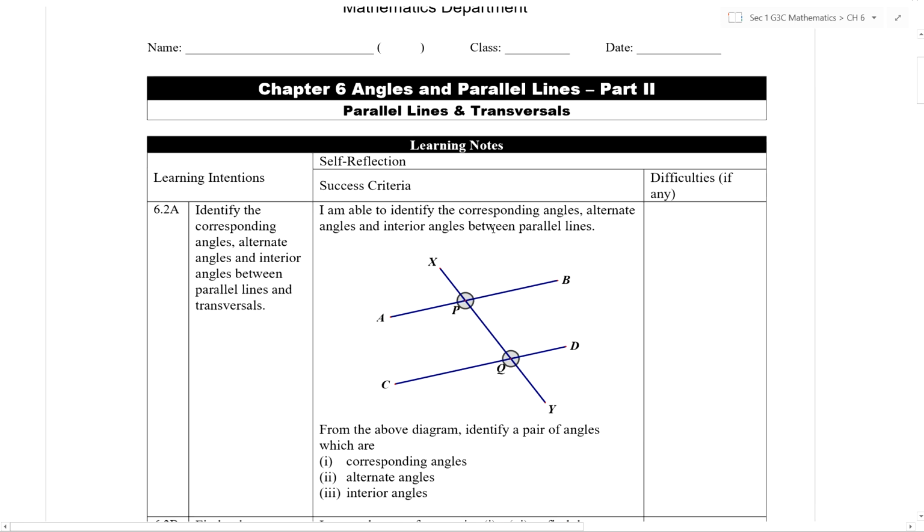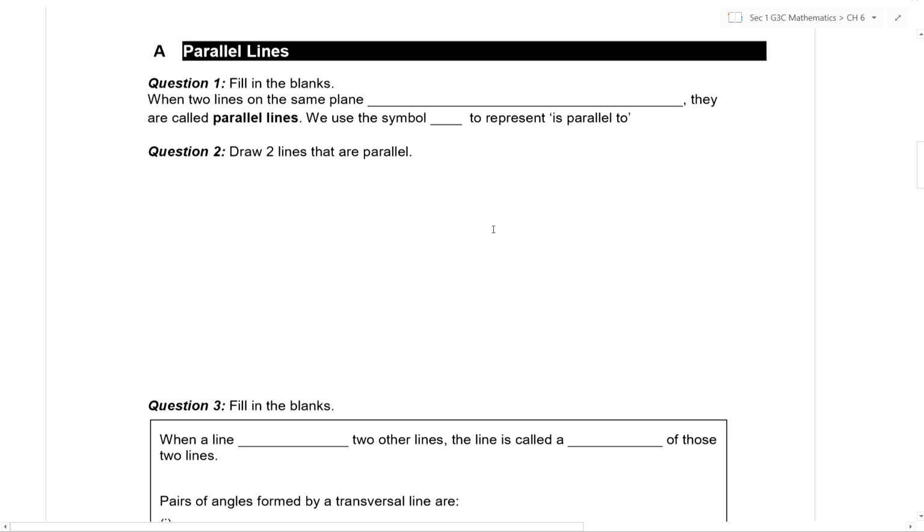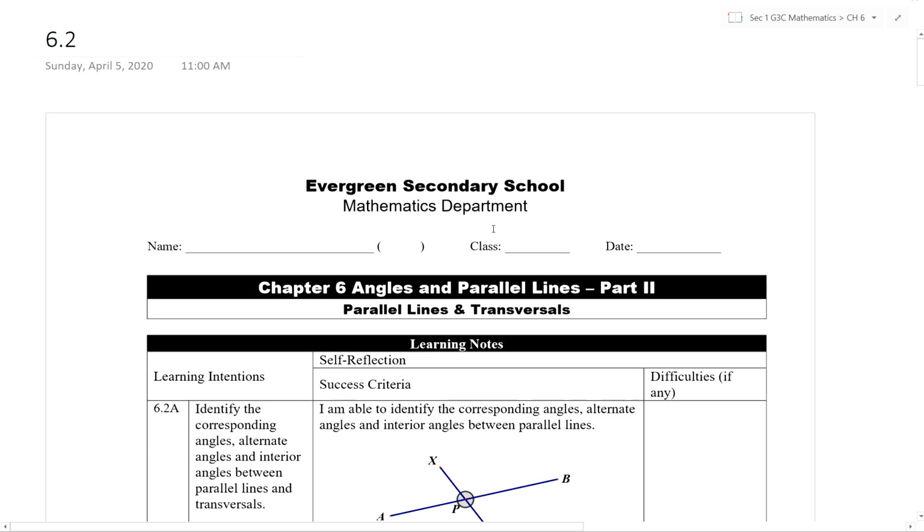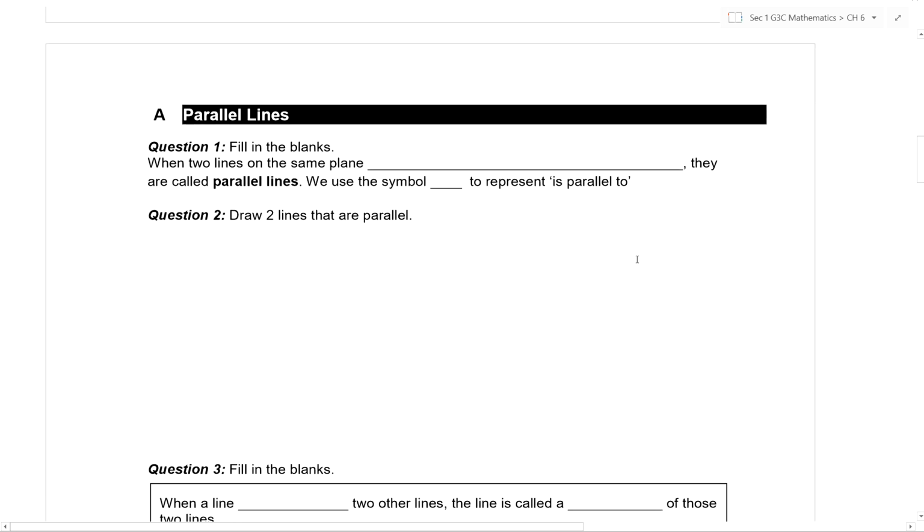This is a video recording for Chapter 6 Part 2 on angles and parallel lines. For the first part, we will be touching on parallel lines. So when two lines on the same plane do not intersect, they are called parallel lines. You have learned this in your primary school already, so we also use this symbol in secondary school to represent "is parallel to". So in the blank below, draw two lines that are parallel. You will need a set square and a ruler for this.